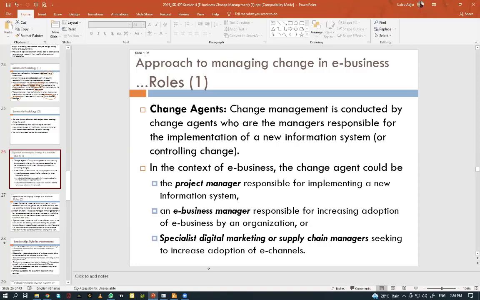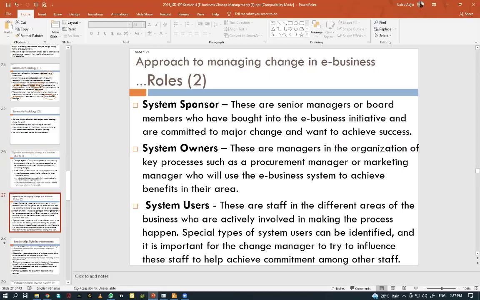So those are the people who are trying to talk to the organization, the senior level managers, to buy into the idea of implementing the e-business system. Then also the specialists, the digital marketing or supply chain managers, who are also seeking to increase the adoption of e-channels. These can also be referred to as change agents. So change management is conducted by change agents, who implement the various kinds of changes in organizations.